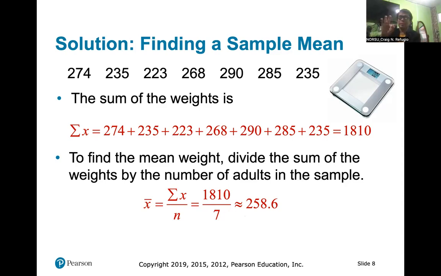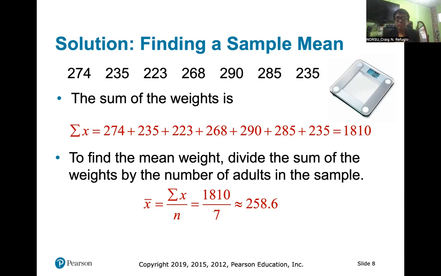So there are actually 3 interpretations for that, as mentioned in video number 1 of the measures of central tendency. It might be that the weight in pounds is exactly 258.6. That is one possibility. The second one, it might be a little bit lower than 258.6, or it might be a little bit higher than 258.6. So looking into that value of the mean, there are 3 possible interpretations.